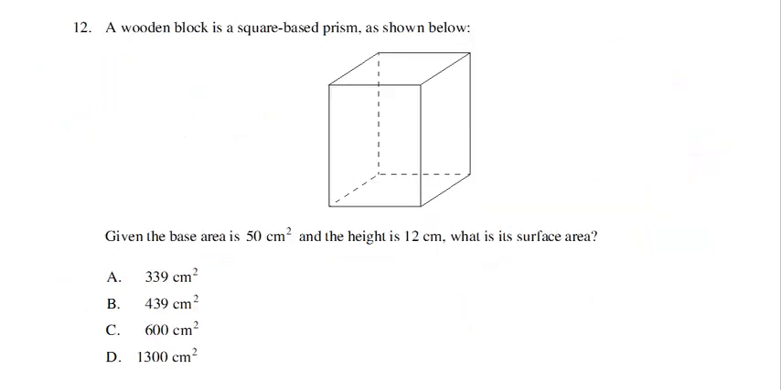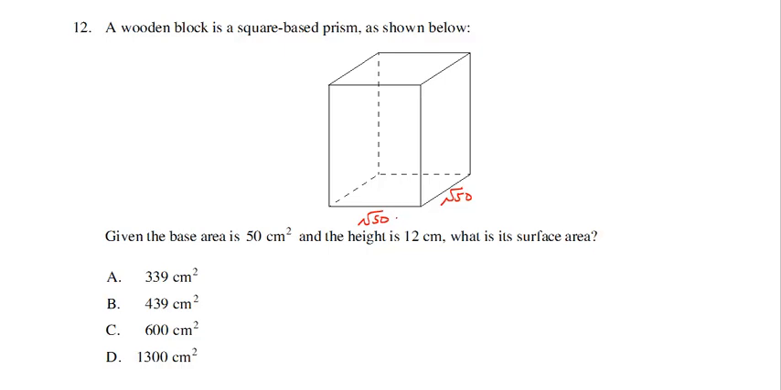Number 12. A wooden block is a square-based prism, as shown below. Given the base area is 50 centimeters squared and the height is 12, what is the surface area? Okay, that's kind of an interesting thing. So given the base area is 50, well, what does that mean? That means that each one of these sides right here is going to be the square root of 50, because we know that if you take the square root of 50 times the square root of 50, that would give you 50.